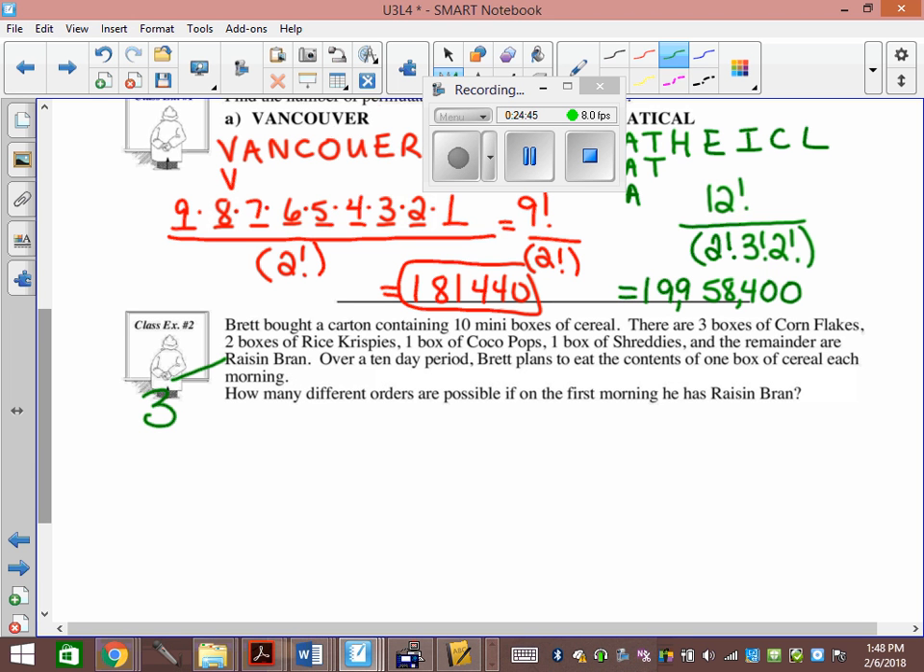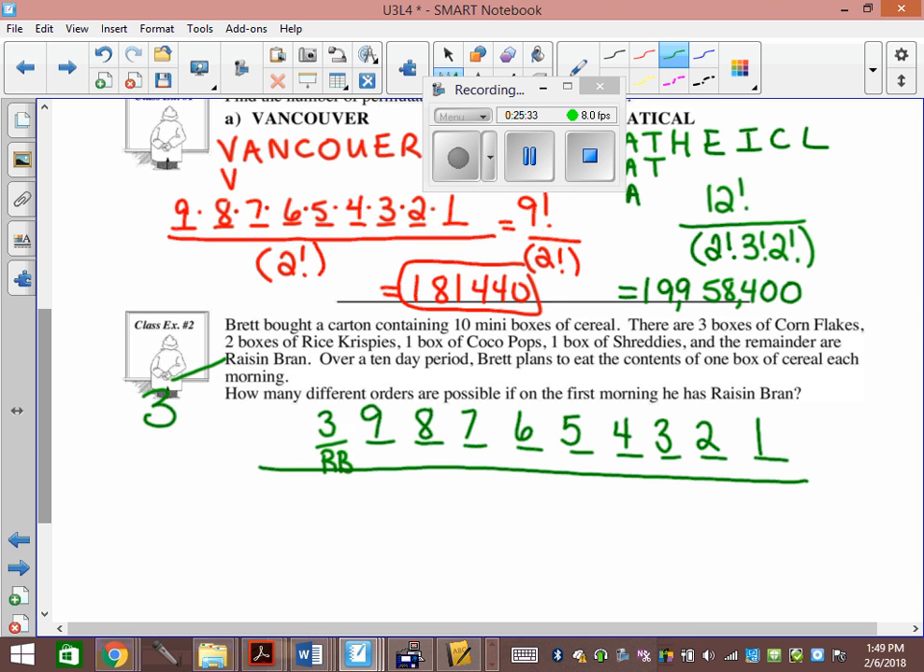All right. How many different orders are possible if on the first morning you must start with raisin bran? So 1, 2, 3, 4, 5, 6, 7, 8, 9, 10. First morning, he wants raisin bran. How many raisin bran are there? 3. He eats one box of raisin bran. How many boxes are left? And how many boxes are left of everything? 9. You were correct. You just split them into kinds, which I like. I appreciate organization. 9, then 8 boxes, 7, 6, 5, 4, 3, 2, 1.